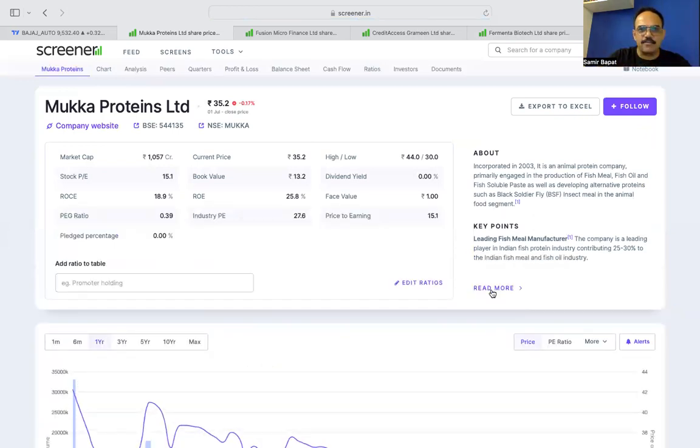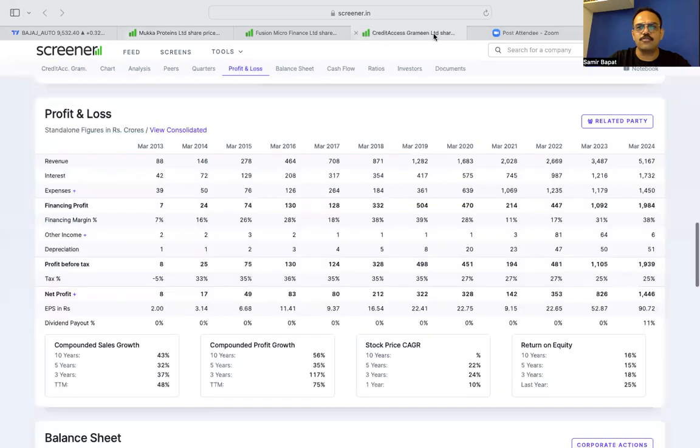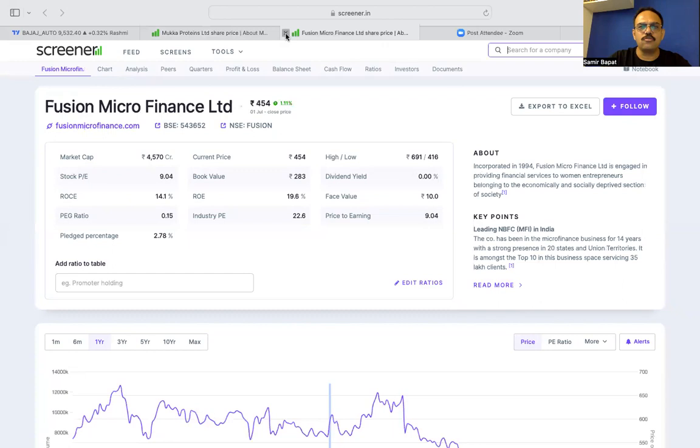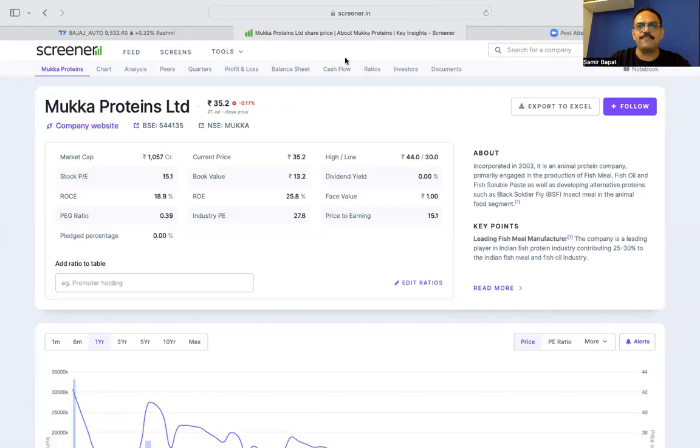So Mukka Proteins, I just opened to explain a few concepts of sales and all. This is the company which is into fish and fish feed. So whatever food for the fish, and they make fish oil and all. It is engaged in that. So just for explanation purposes, I have opened this. So let's go ahead.